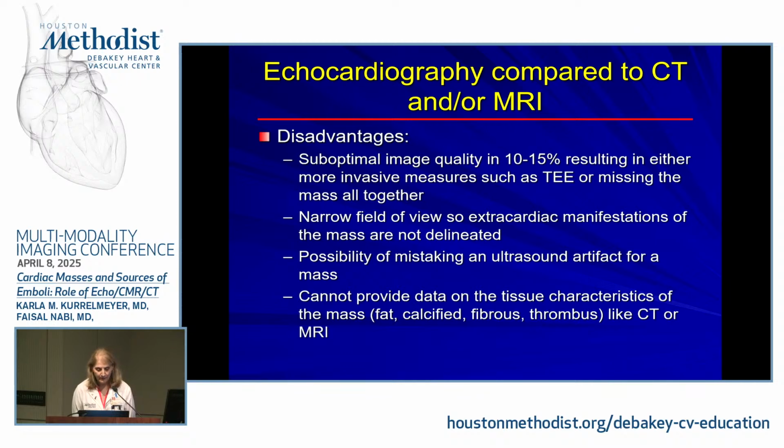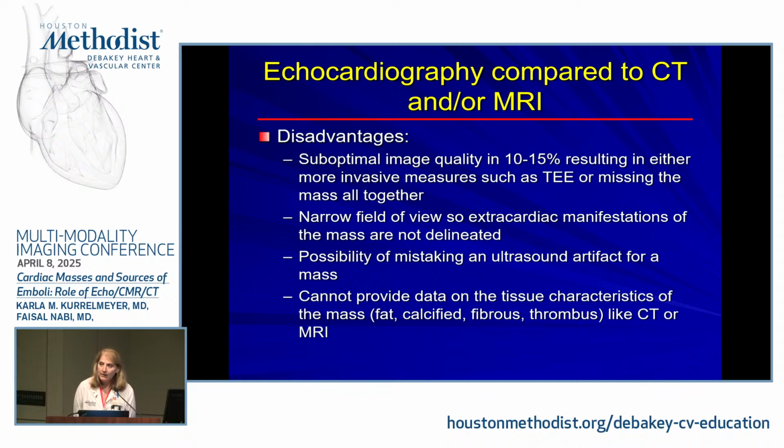Of course, there are disadvantages of echocardiography compared to CT and MRI, and these disadvantages include suboptimal image quality in about 10 to 15% of patients, resulting in more invasive measures such as TEE, or you just miss the mass altogether. A narrow field of view, so you only see the heart, so you cannot see the extracardiac manifestations of the mass. So if the mass is coming from the lungs or the breast, you can't see any of that. All you can see is the mass that's within the heart itself.